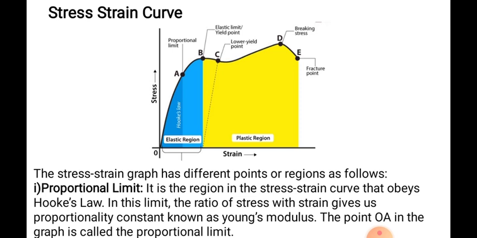Elastic limit means what? We are applying some excess force than we applied in the case of the proportionality limit. In that case, what will happen? Some amount of deformation will occur, and that deformation will regain its original position after the removal of the external force, and that is nothing but the elastic limit, or what we can say the elastic point or yield point.